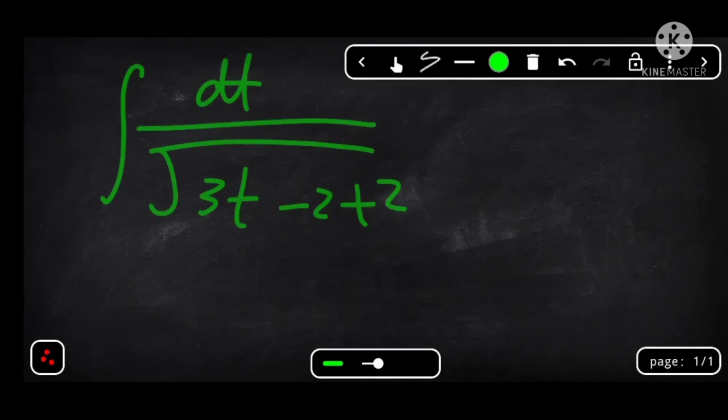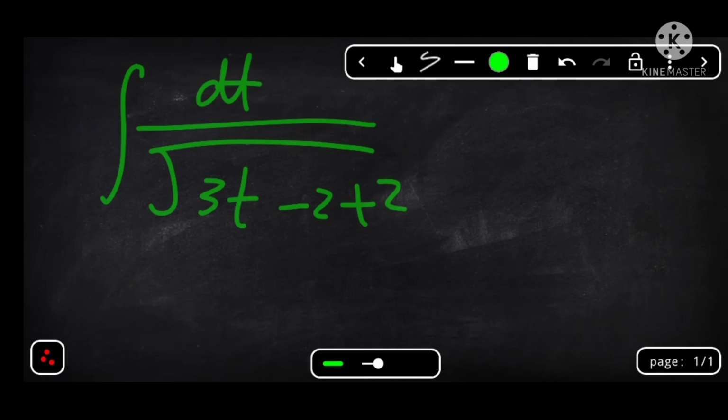So let's see another problem which is very important and application level, and usually these are some model problems which may come for the entrance test as well. So let's begin here.